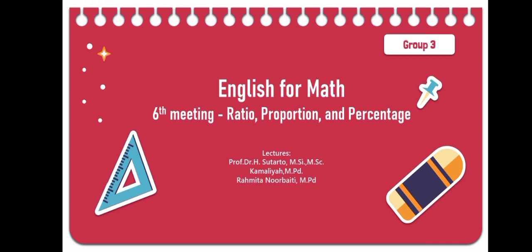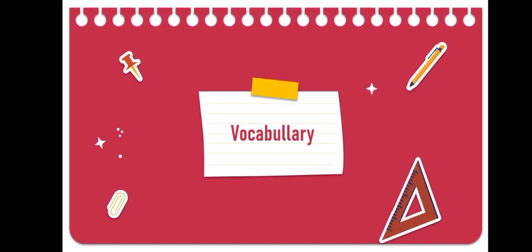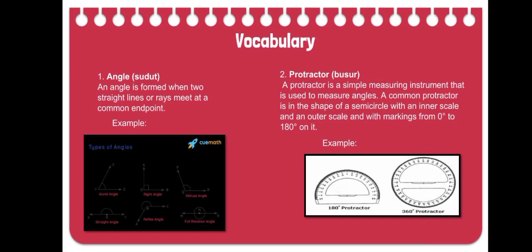Now I'm going to explain about our sixth meeting before. It's about ratio, proportion, and percentage. First topic is about vocabulary. The first vocabulary is angle, or we call it sudut in Indonesian language.